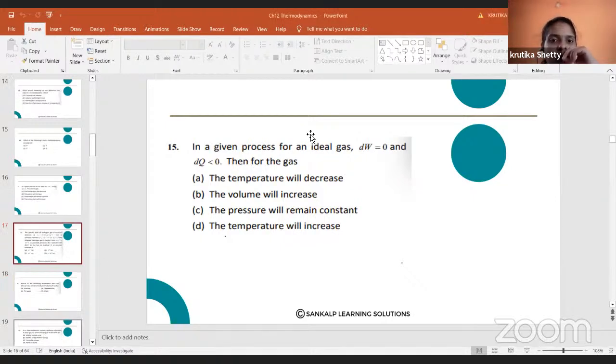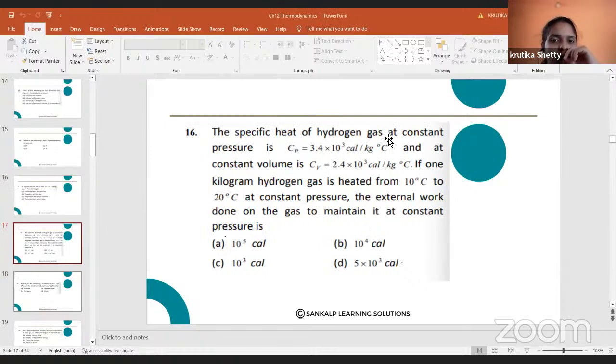Next question. The specific heat of hydrogen gas at constant pressure, the Cp value, is given as 3.4 into 10 raised to 3 calorie per kg per degree Celsius, and at constant volume, the Cv value for hydrogen gas is given as 2.4 into 10 raised to 3. If 1 kilogram of hydrogen gas is heated from 10 degrees Celsius to 20 degrees Celsius.